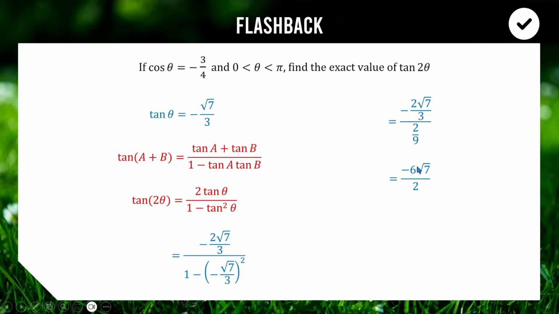So I end up with negative 6 root 7 over 2. And then I can simplify this by just doing 6 divided by 2 is 3. And we get our final answer of negative root 3 root 7. So this is the crux of what we're doing today.